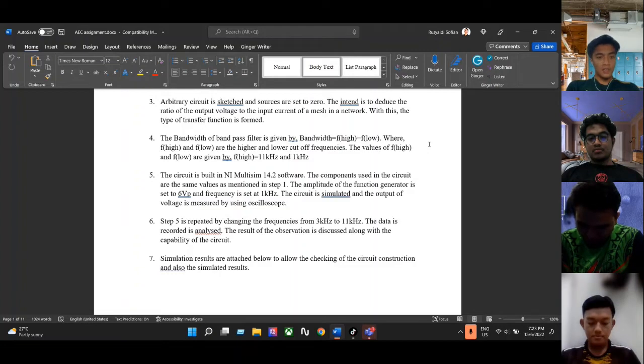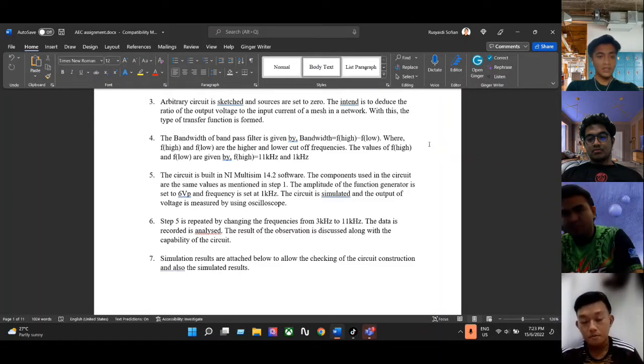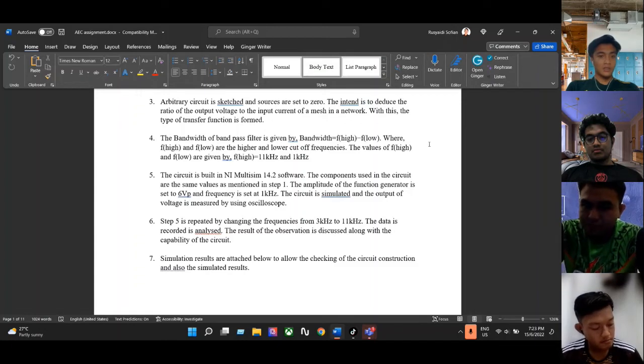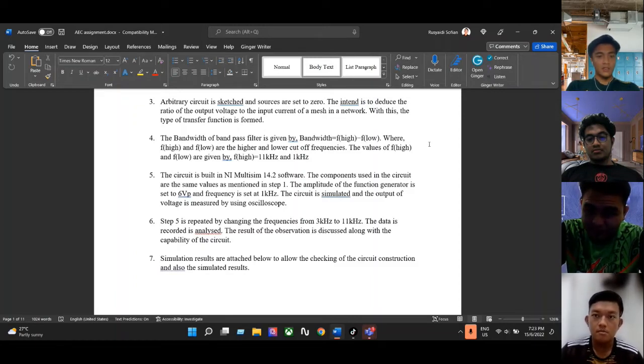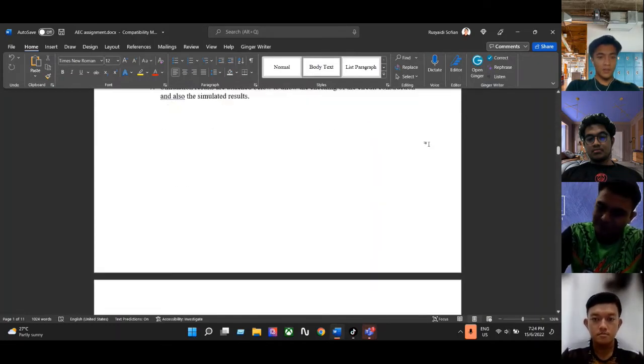Step 5 is repeated by changing the frequency from 3 kHz to 11 kHz. The data is recorded and analyzed. The result of the observation is discussed along with the capability of the circuit. Simulation results are attached below to allow checking of the circuit construction and also the simulated result.